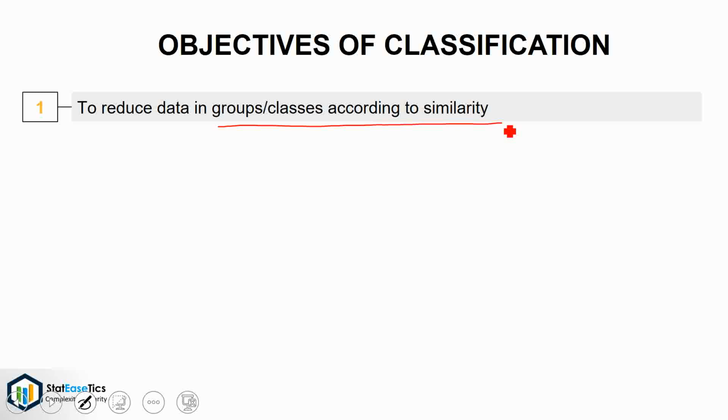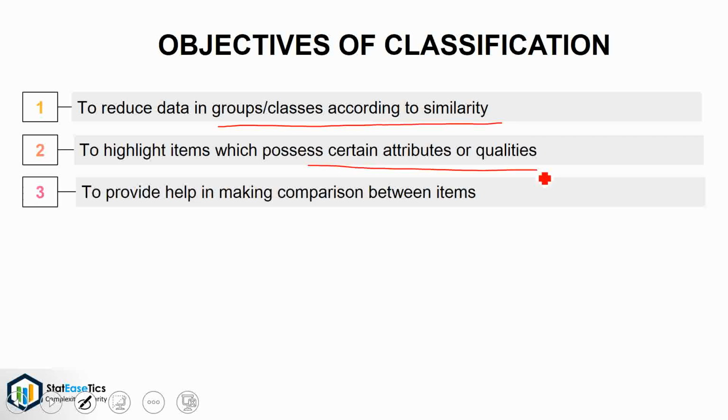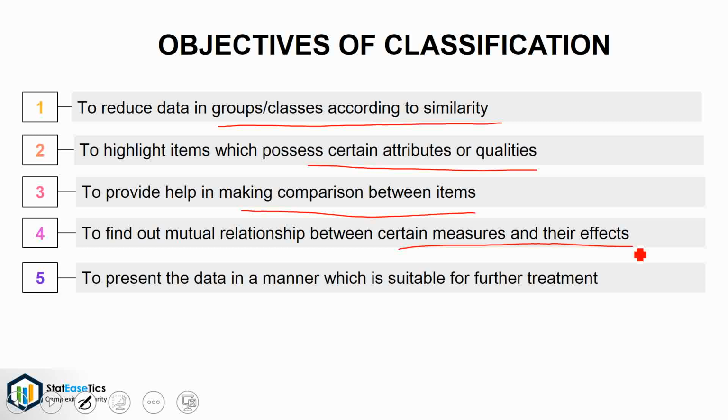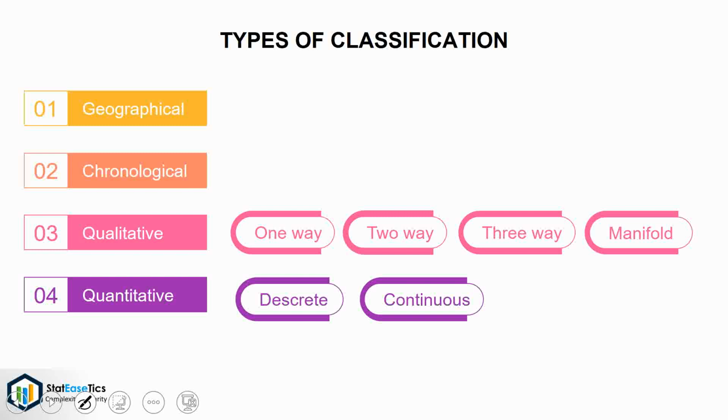The other objectives of classification are to highlight items which possess certain attributes or qualities, to provide help in making comparison between items, to find out mutual relationship between certain measures and their effects, to present the data in a manner which is suitable for further treatment, to provide basis for tabulation. So these were the objectives of classification. Different types of classification can be done based on the nature of data as shown here. It can be geographical, chronological, qualitative, or quantitative classification.